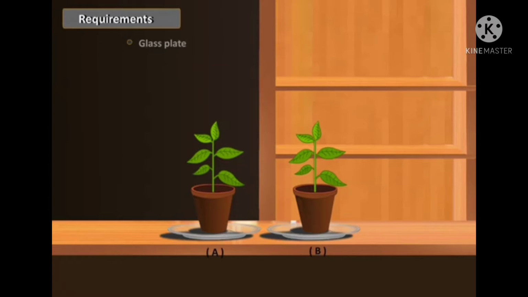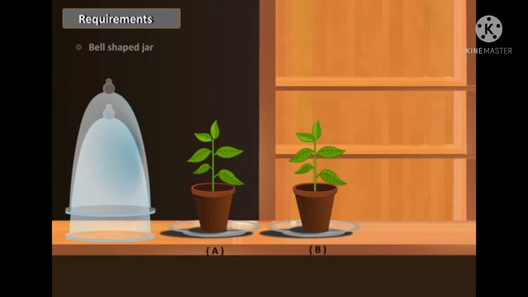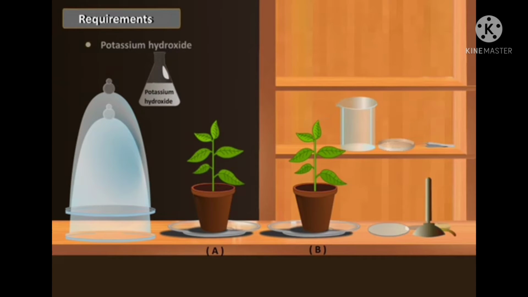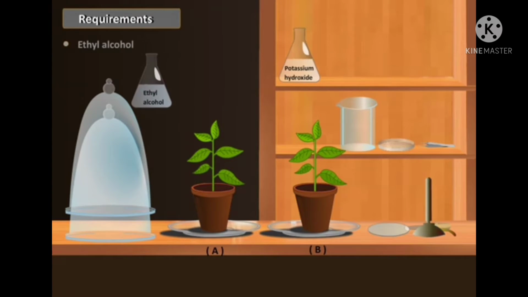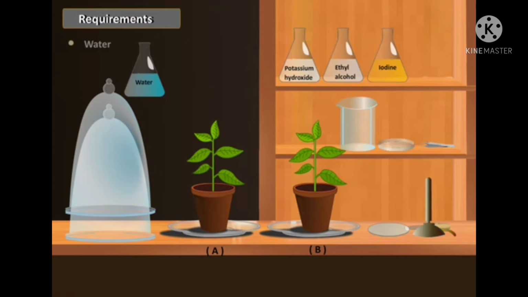Two potted plants of the same size, a glass plate, a bell-shaped jar, a watch glass, a beaker, a petri dish, a Bunsen burner, forceps, a dropper, potassium hydroxide, ethyl alcohol, iodine, and water.